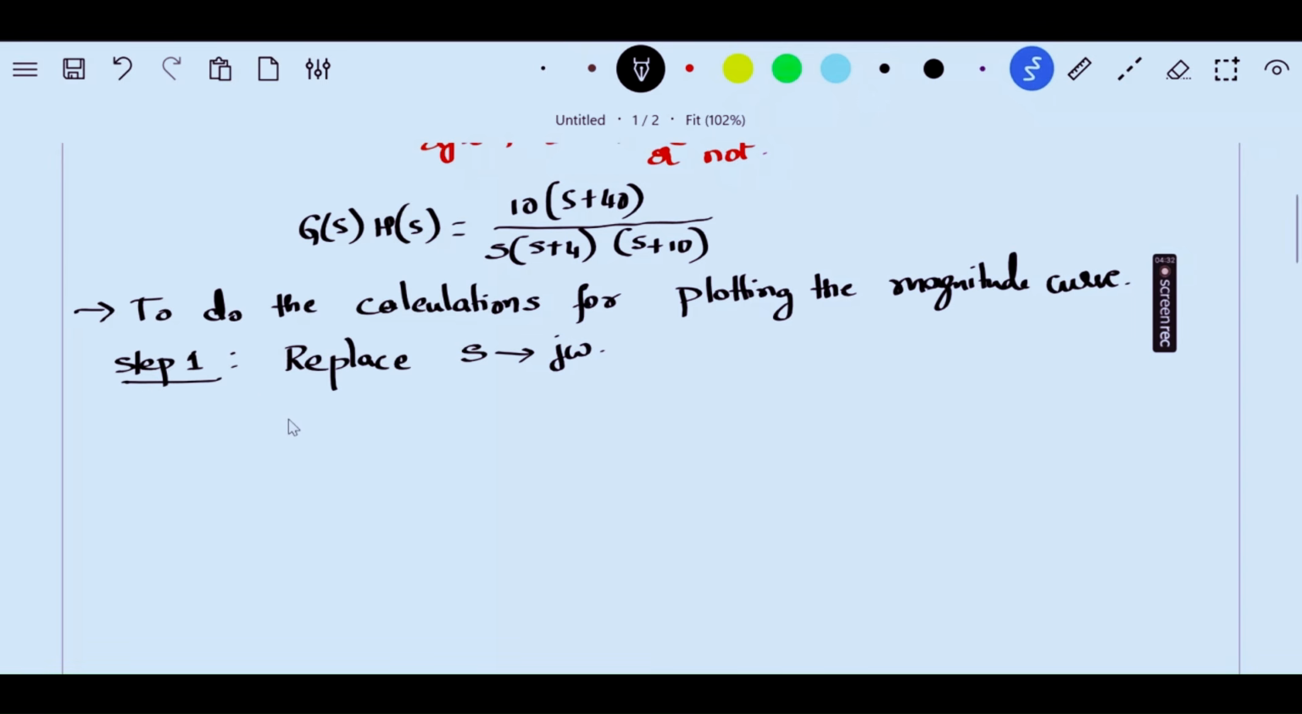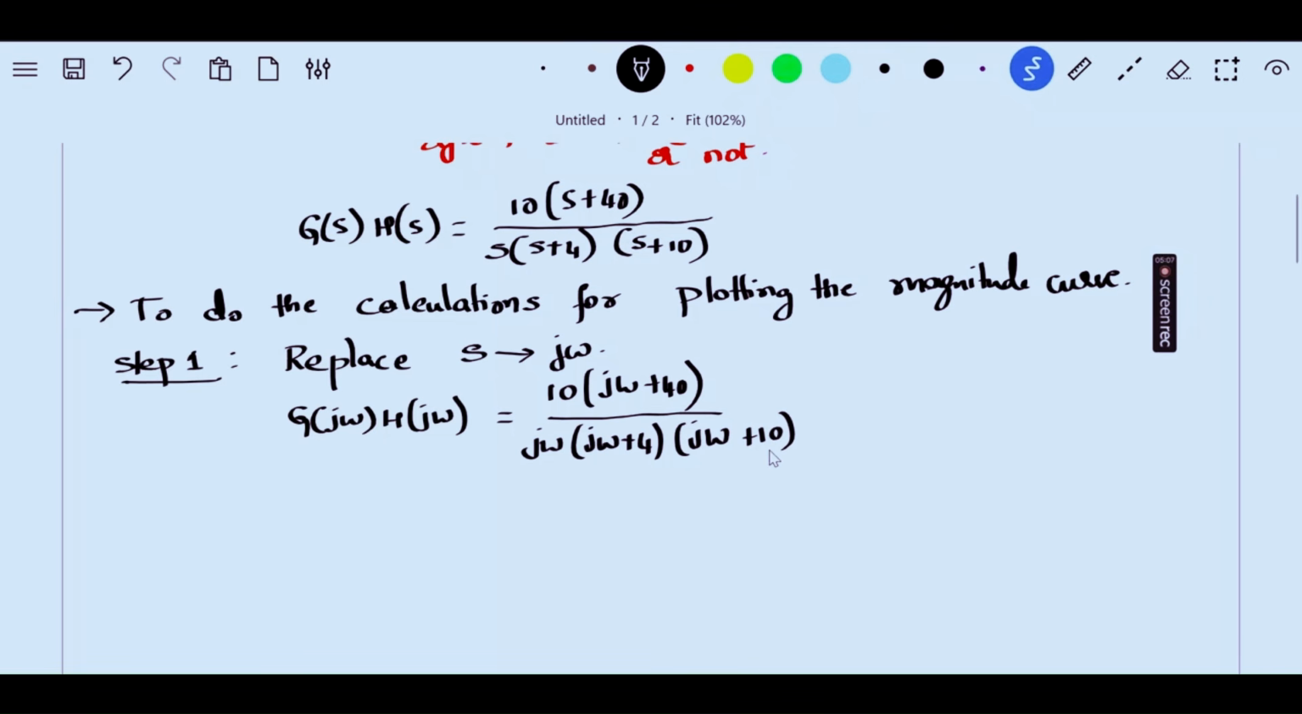If I do that, what I will get here is G(j omega)H(j omega) equals 10 into (j omega plus 40), divided by j omega into (j omega plus 4) into (j omega plus 10).